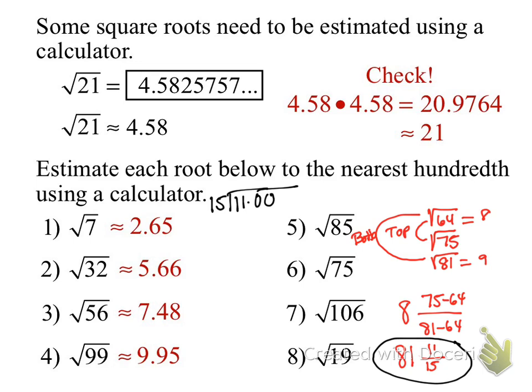Yeah, 75 minus 64 is 11, and 81 minus 64 is 17. Oh, wow. That's 17, not 15. Okay, and so I'm dividing 17. It goes, I don't know, 5 times, 4 times.